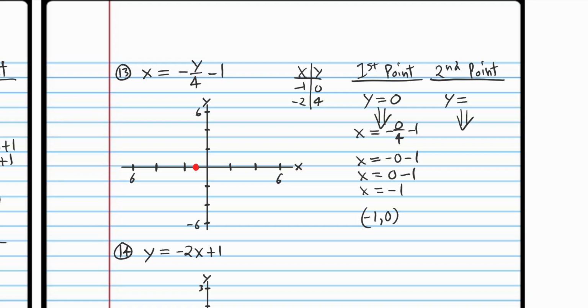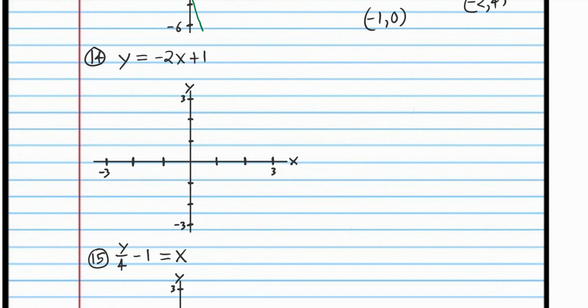So -2, 4 would be here. So those are the 2 points. Connect the dots. And there you go. So I'll put that math back in there. So y is equal to 4.